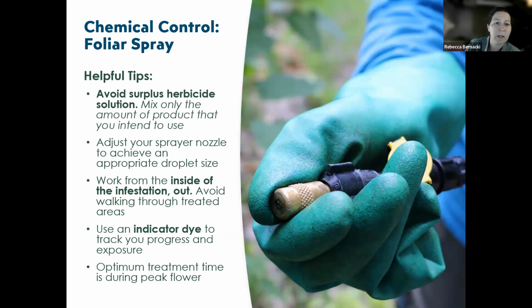We also want to adjust our spray nozzle to achieve an appropriate droplet size. This is where wind comes into consideration. We might want a larger droplet if it's really windy, or a small droplet if it's a pretty calm day. We also want to be really careful to work from the inside of an infestation out, and this will help us avoid walking through treated areas. To help with that as well, we can also purchase an indicator dye to add to our herbicide mix to track our progress and ensure that we're not walking through those areas. In general, optimum treatment time is during peak flower.